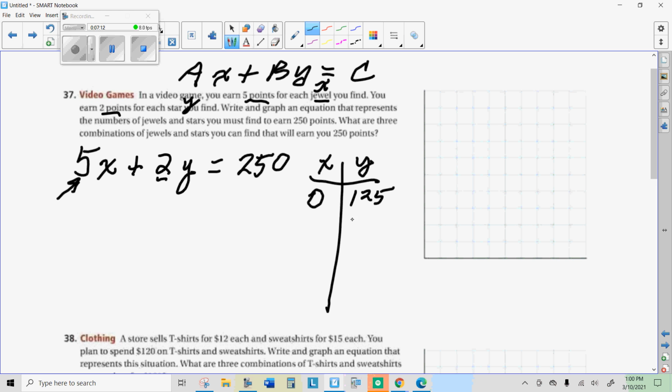That's one combination. Another easy combination is imagining you don't get any stars. How many joules would you need to find to get your 250 points? And then again, to figure that out, you ignore this part of the equation and just figure out 5 times what number equals 250. I'll let you finish that. And then just imagine, maybe guess and check some other possibility. But once you have these 2, your possibilities can be found on the graph too. All right? I'll let you go from there.